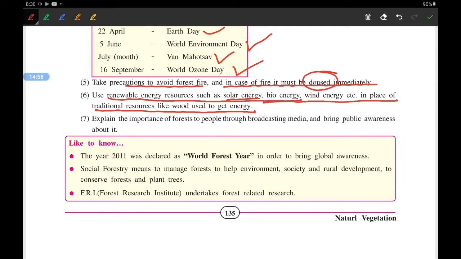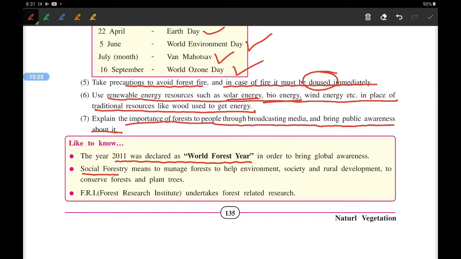Next, explain the importance of forests to people through broadcasting on media, bringing public awareness about it. Okay, as you are learned people, you should create awareness about trees and forests in those areas and among those people who do not know about it. See, the year 2001 was declared as World Forest Year in order to get global awareness.